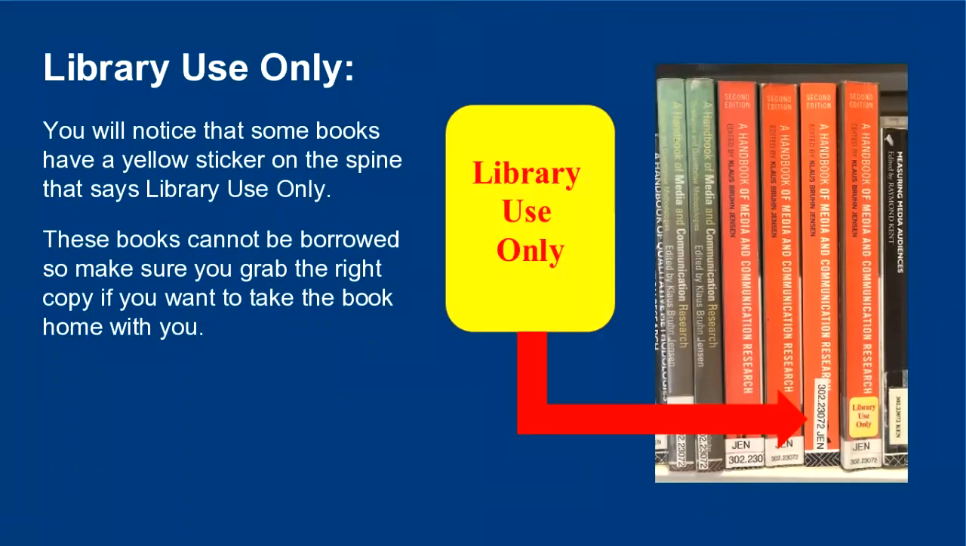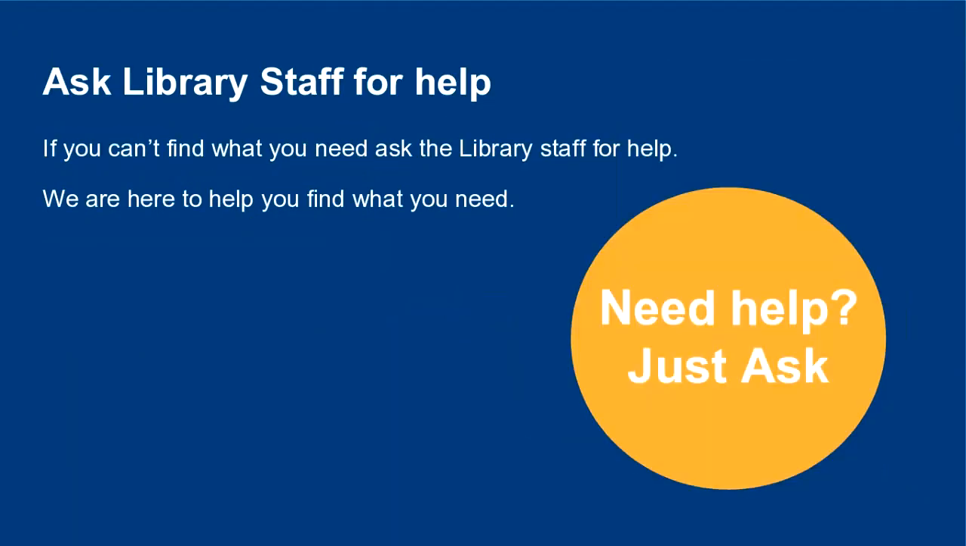You will notice that some books have a yellow sticker on the spine that says library use only. These books cannot be borrowed, so make sure you grab the right copy if you want to take the book home with you. If you can't find what you need, ask the library staff for help. We are always here to help you find what you need. Let's move on to part 4.